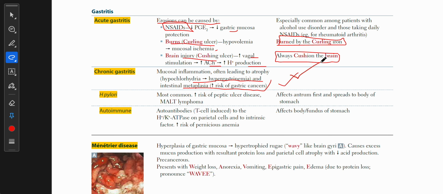So there are two types, H. pylori associated and autoimmune. H. pylori associated is the most common cause of chronic gastritis. It increases the risk of peptic ulcer disease and also MALT lymphoma. It affects the antrum first and spreads to the body of the stomach, right? In autoimmune disease, autoantibodies and T cells are directed against hydrogen potassium ATPase on parietal cells and intrinsic factor, and also increase the risk of pernicious anemia. It affects the body and fundus of the stomach, right?